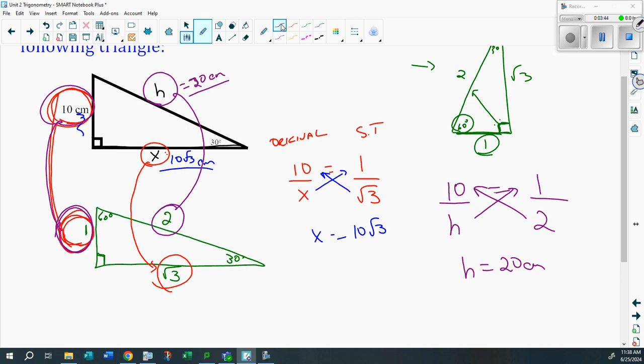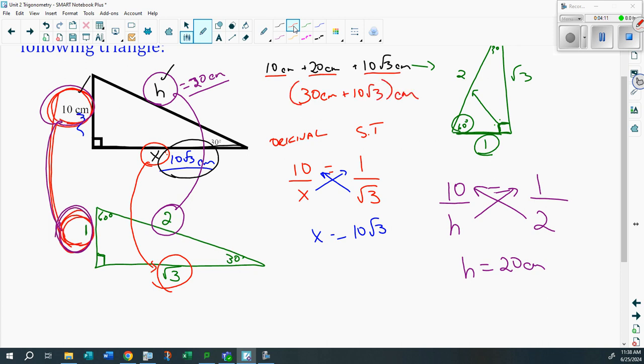All you have to do is add them. So 10 centimeters plus 20 centimeters plus 10 root 3 centimeters. Now, you know for radicals that you can only add like terms. So 10 centimeters and 20 centimeters give me 30 centimeters, plus this additional one out here, 10 root 3 centimeters. There's your answer in exact form. No decimals, no calculator, cross multiply, grade 8 math. Piece of cake. Gotta love those special triangles.